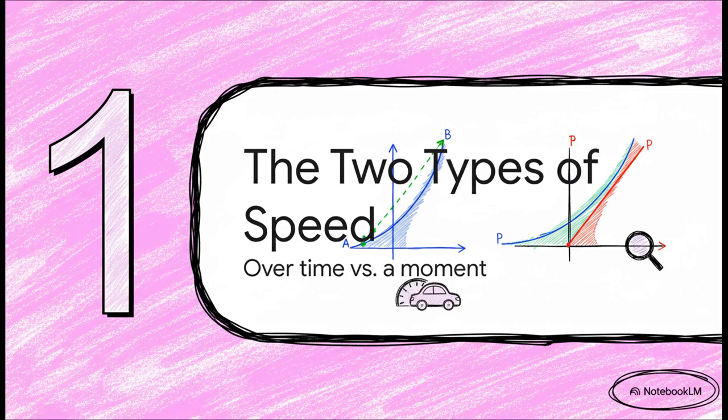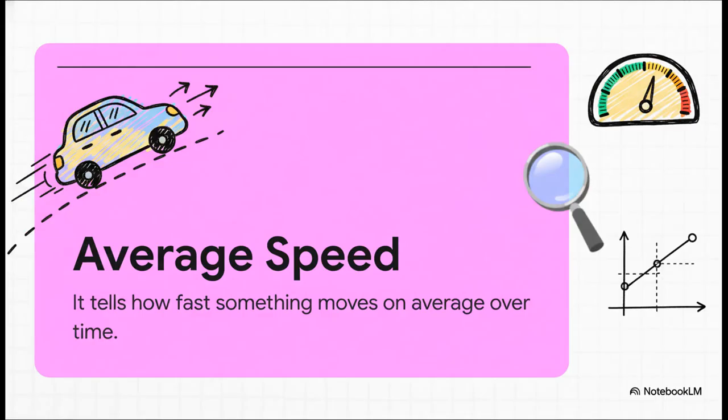Okay, so to really get to the bottom of that, we first have to get crystal clear on the fact that there are two different kinds of speed. You've got one that's like the big summary of your whole trip, and another that's more like a single snapshot in time. So first up, let's talk about average speed.